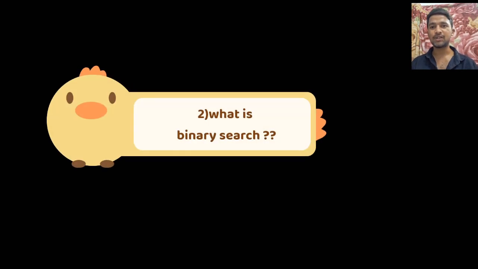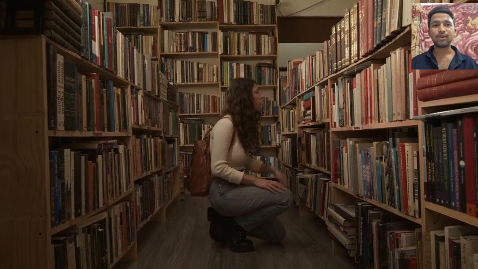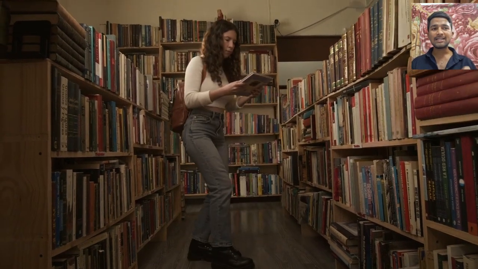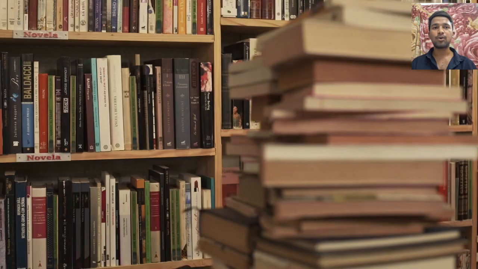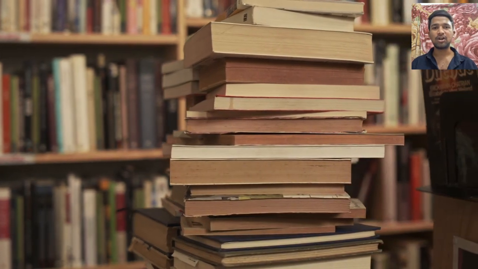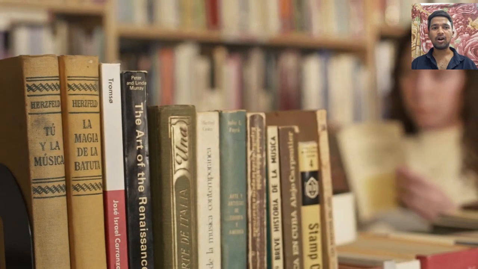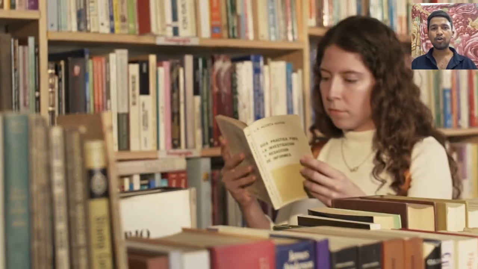Now let's learn step number 2, which is what is binary search. Imagine yourself looking for a book in a perfectly organized library. Instead of checking each book one by one, you go straight to the middle shelf and decide if your book is in the first half or the second half. Then you repeat this process with the half that might contain your book. This is exactly how binary search operates.